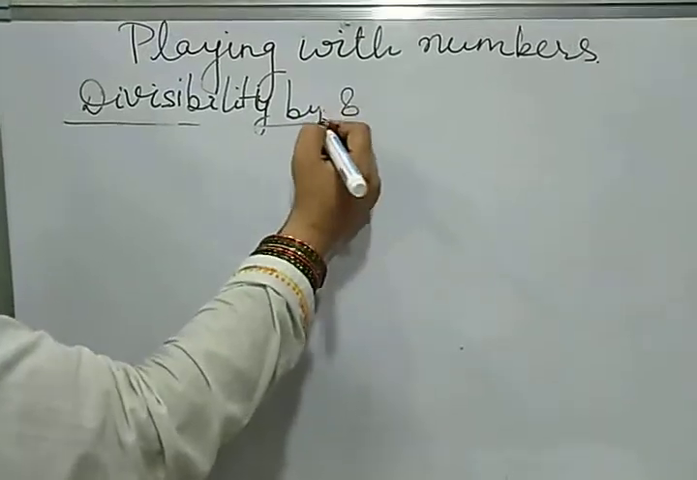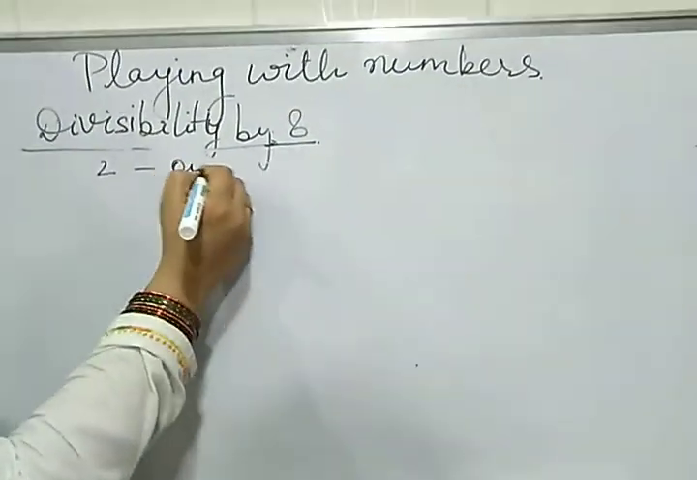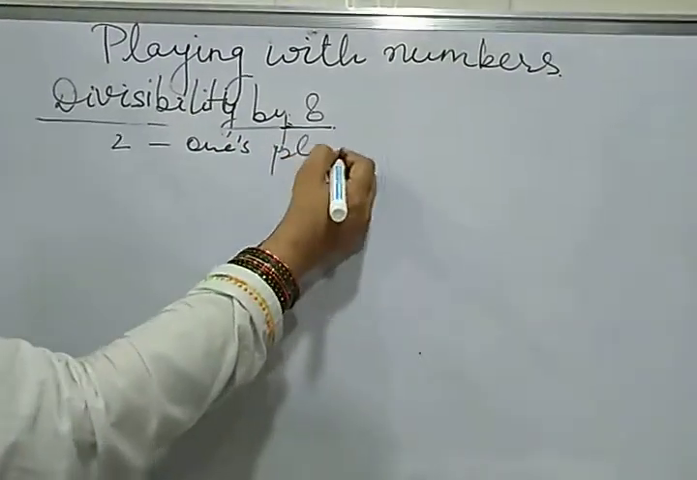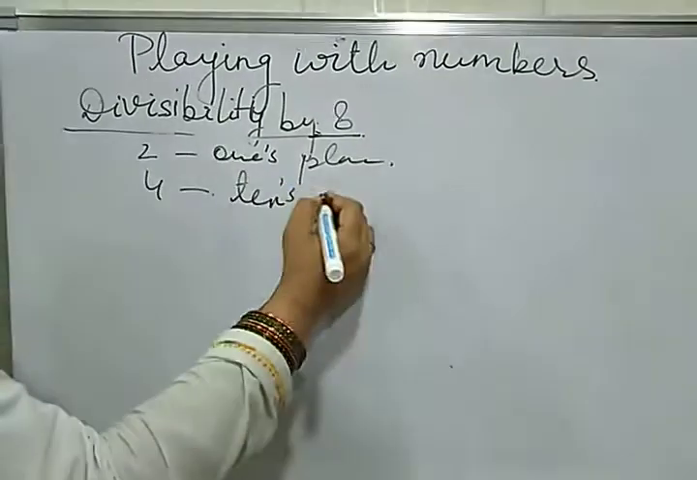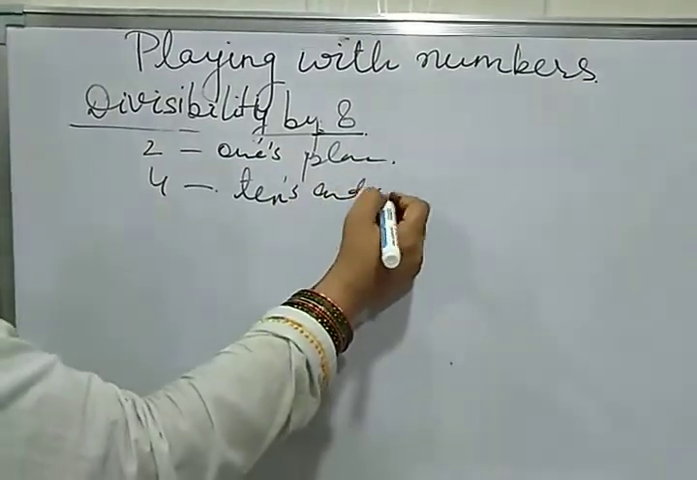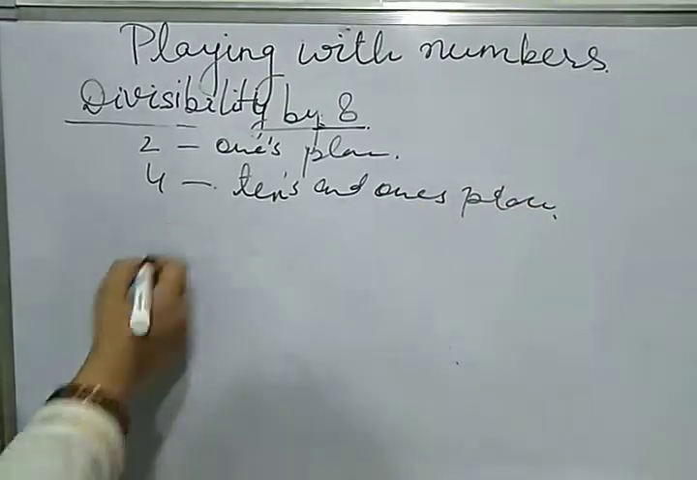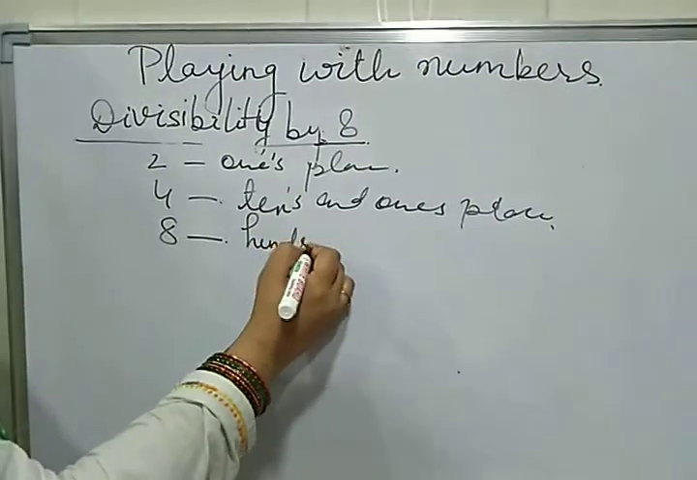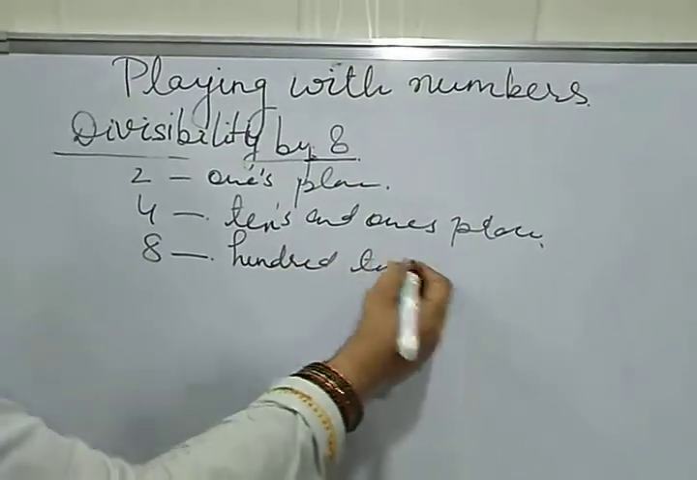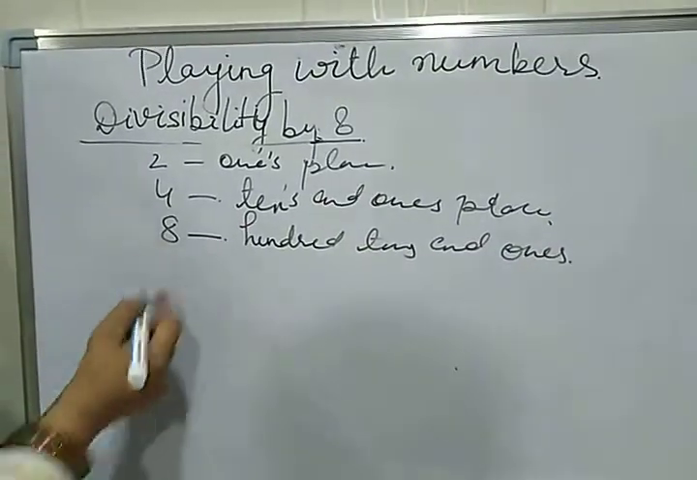Now the divisibility by 8. For 2 we have seen the ones place digit. For 4 we have seen the tens and ones place digit. And for 8 we have to see the hundreds, tens and ones place digit.